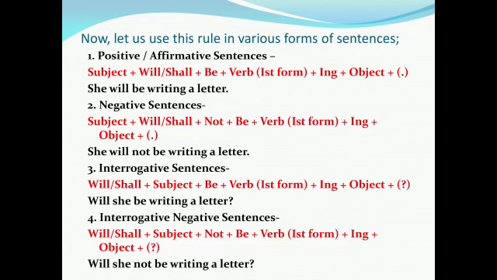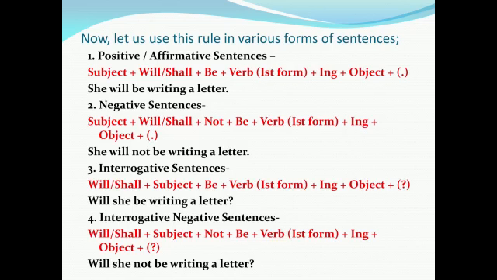A letter is object. Negative sentence will be, she will not be writing a letter. So subject plus will or shall plus not plus be plus verb that is in the first form plus ing plus object. Now coming to the interrogative sentence, again the verb will come before the subject and it will become, will she be writing a letter? So there is a question mark here.